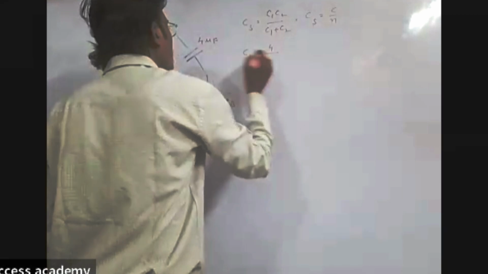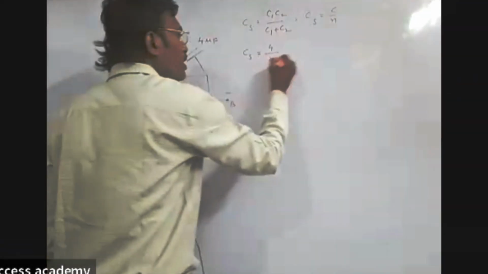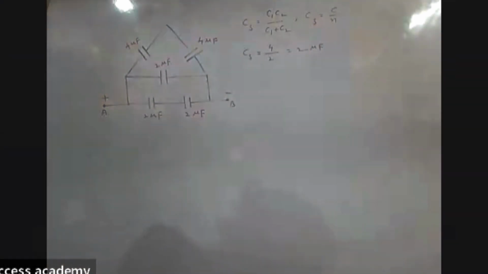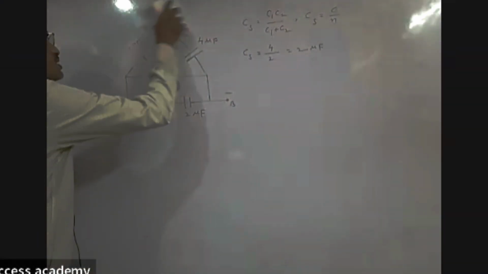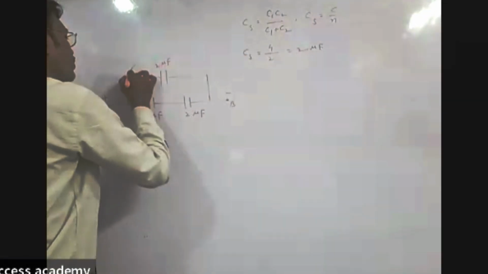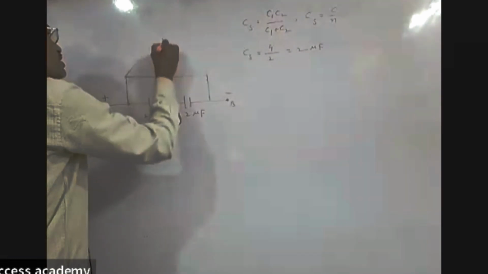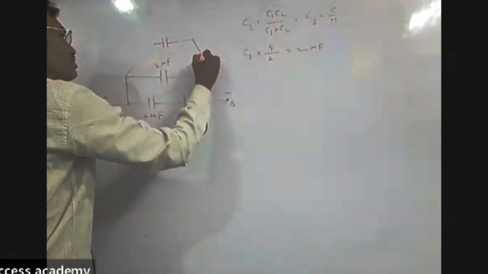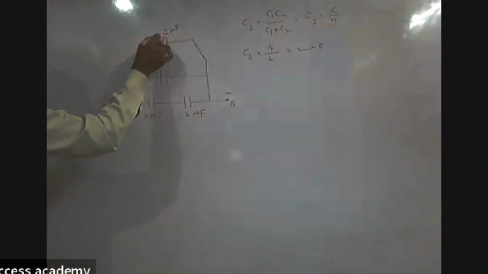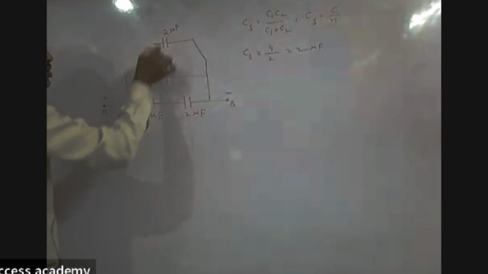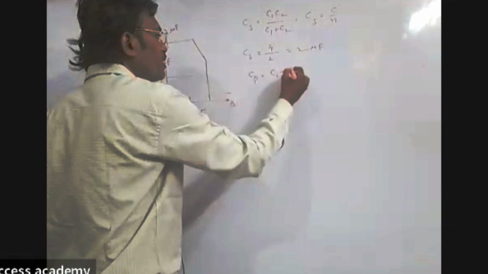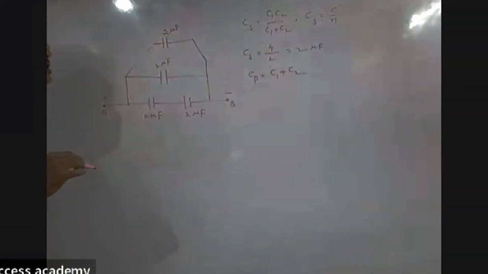C is nothing but 4. N is nothing but 2 capacitors are there. 4 by 2, that is equal to 2 microfarad. It means instead of these two capacitors, I am taking only one capacitor which is equivalent to 2 microfarad. So here I am taking that this is 2 microfarad. Observe carefully once again. This 2 microfarad and this 2 microfarad both are in parallel combination. In case of parallel combination, we take Cp = C1 + C2. Now 2 plus 2, that is 4.